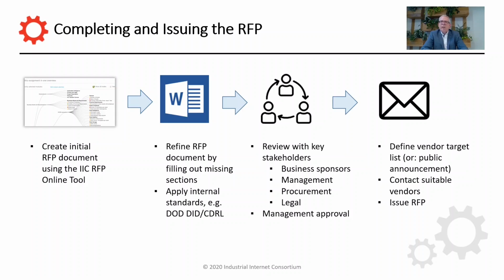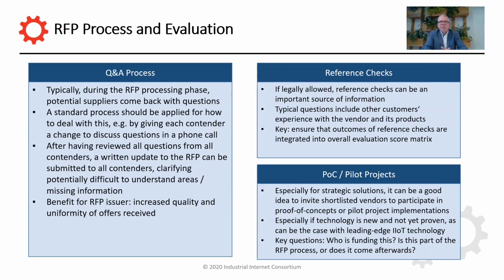If you are working with a targeted list, then, of course, it's really important to contact suitable vendors to make sure that you really get the high quality offers that you want, and then eventually you issue the RFP. Now, as part of the RFP process and evaluation, there's one part which is really important, which is the Q&A process. Typically, no RFP document is bulletproof. There will be questions from the different vendors.